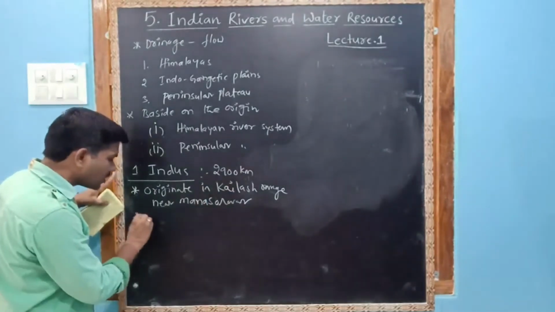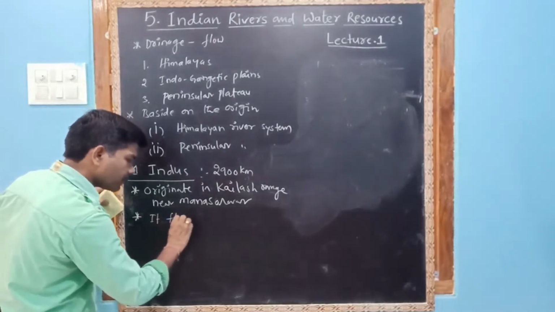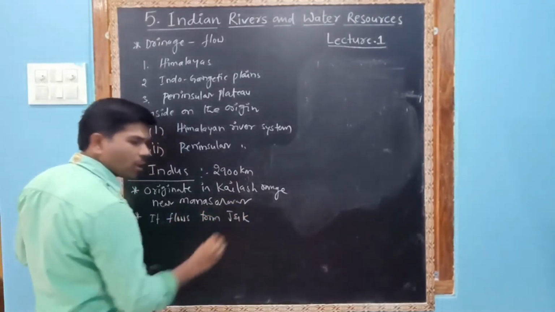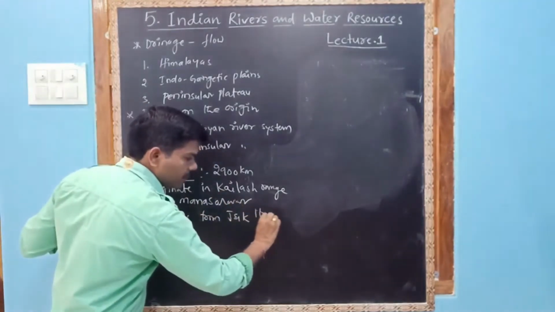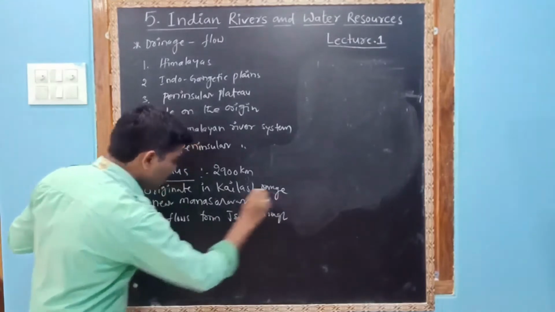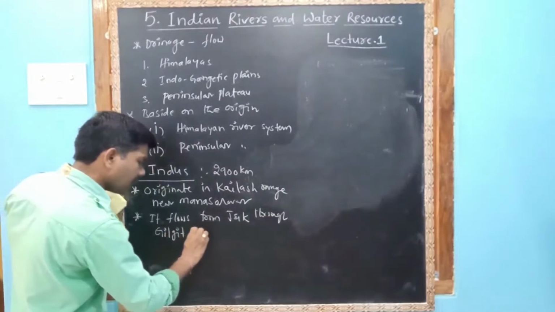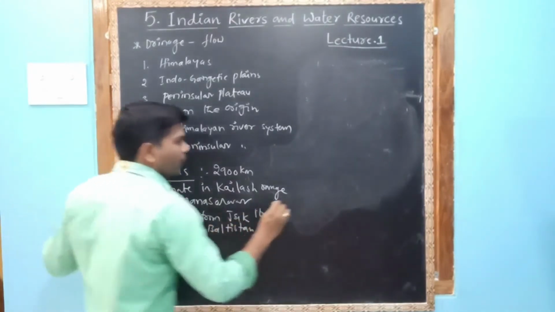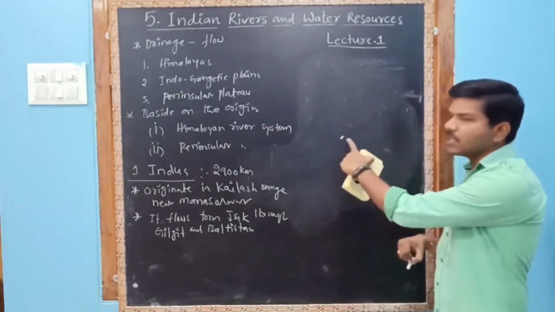Whenever the Indus River originates, it flows from Jammu and Kashmir, okay, through Gilgit and Baltistan. For example, you see Indus River. Indus River originated in this place.